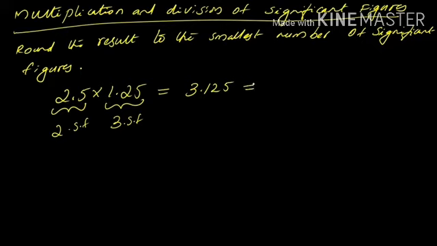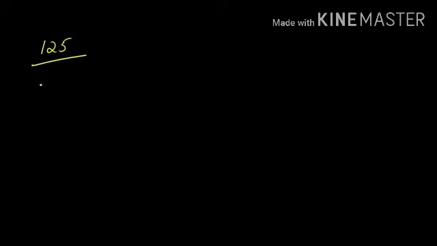So the actual answer is 3.125. We can round it and write it as 3.1. So 3.1 means it is having only two significant figures. Since the 2 is less than 5, we just need to remove that. So this is how we are doing the multiplication and division with the significant figures.